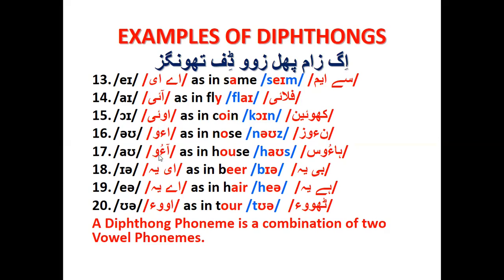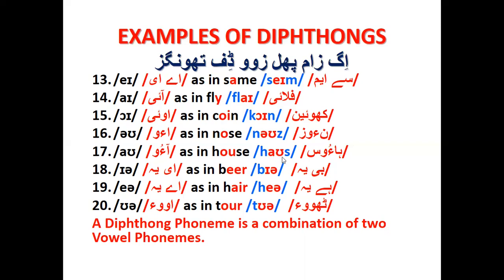This is ow, but this is a longer one. This is short ow, but this is longer ow. This sound comes in the word out, in the beginning. Out. And here the same, owl. But here we have taken an example of house, in the middle. Say with me, ow as in house. Actually, H is a glottal sound, meaning the sound that comes from the throat. House, not house.